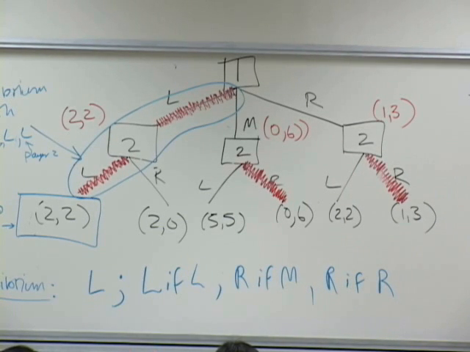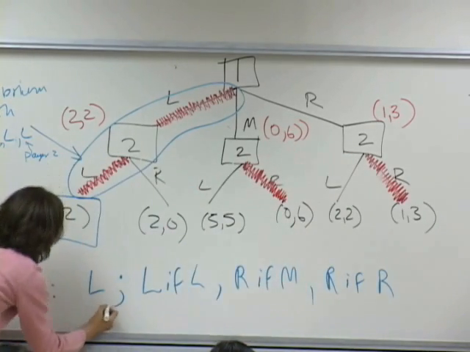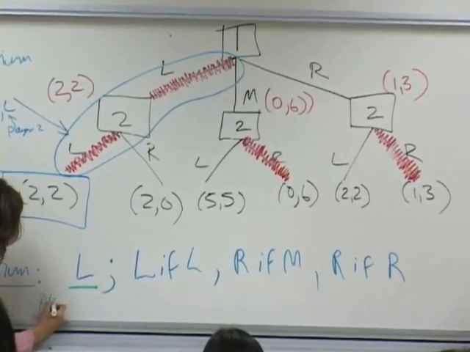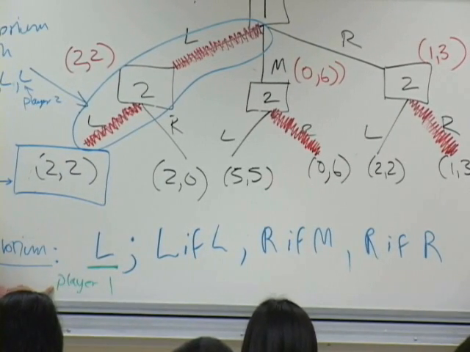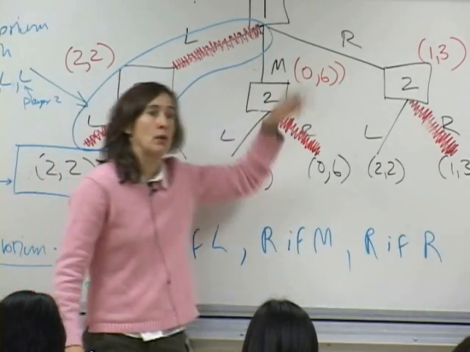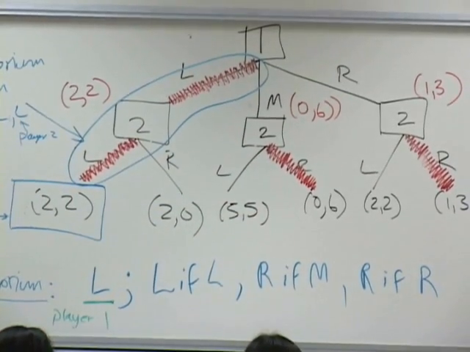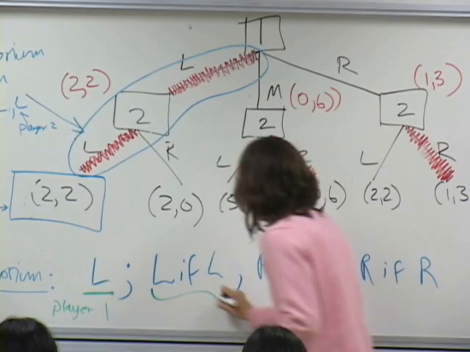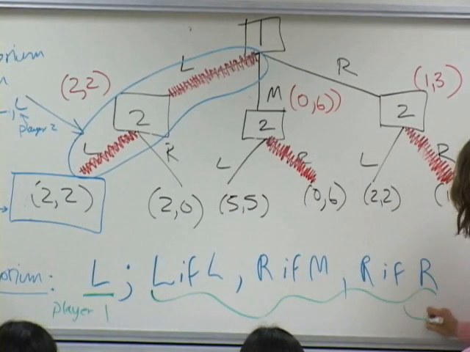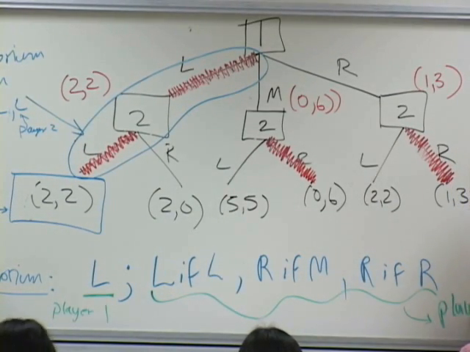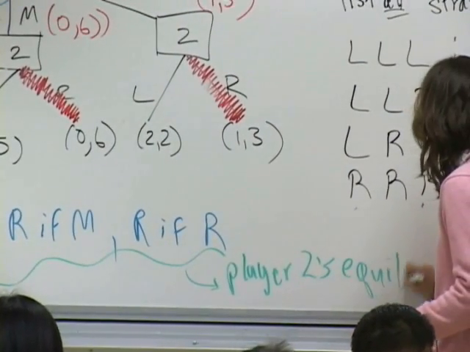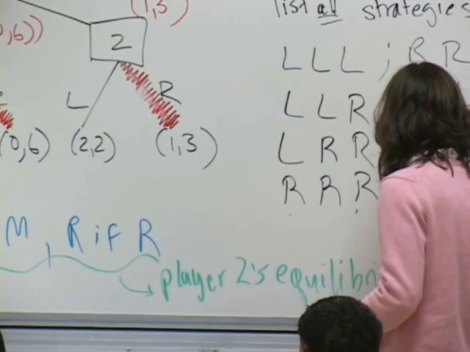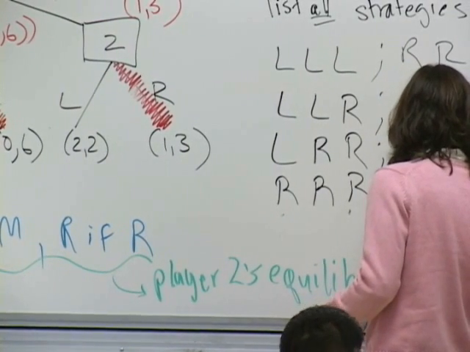I have one more color left, so let's get one further layer of notes here. This is player one's equilibrium strategy. Player one has three possible strategies, but only one is part of an equilibrium. This whole thing is player two's equilibrium strategy.